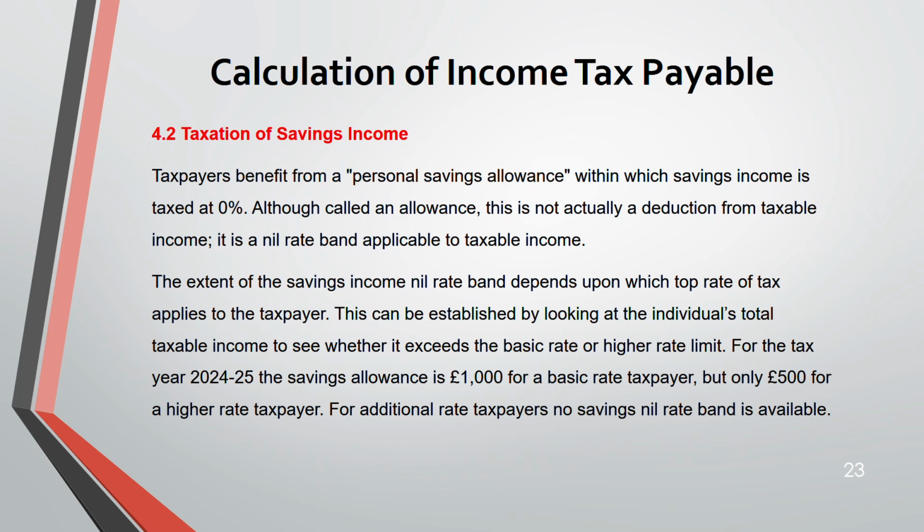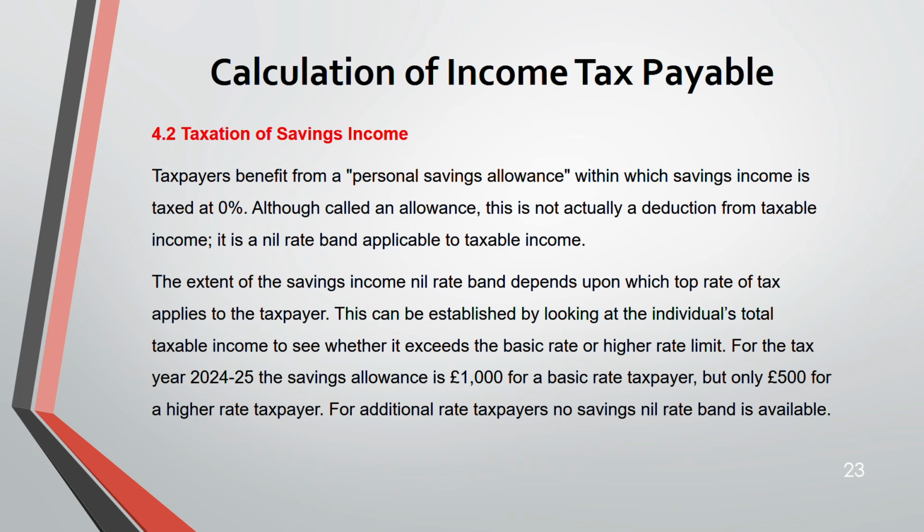There are two things. One is the starting rate, where the first 5,000 is taxed at 0%. The other one is the savings nil rate band, where your savings income will be taxed at 0%. If you are a basic rate taxpayer, you are going to get a savings allowance. That means 1,000 of your savings will be taxed at 0%. If you are a higher rate taxpayer, then only 500 of your savings will be taxed at 0%. It is known as the savings nil rate band.